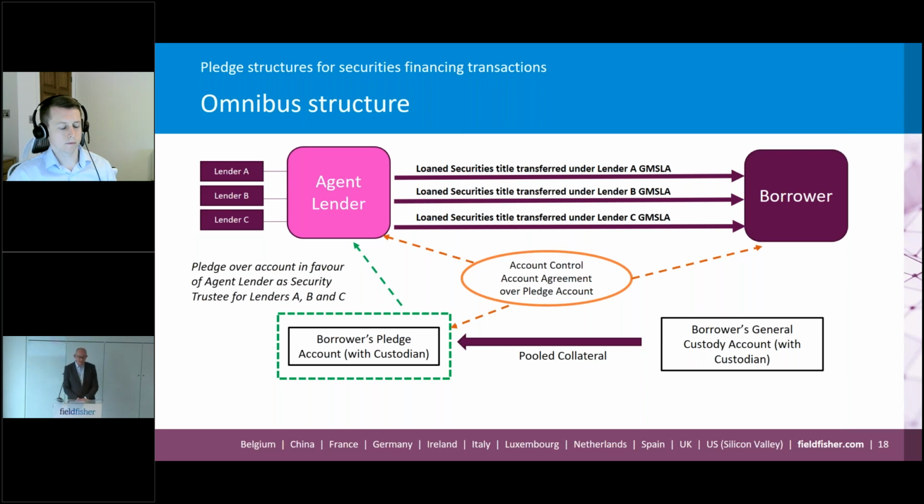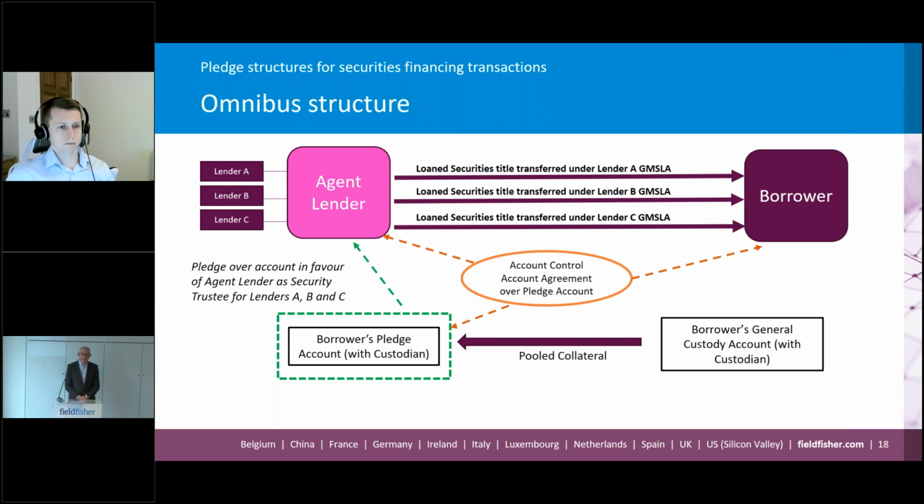With a pledge structure, which is what's on this diagram that you're looking at now, you still have separate GMISLAs in place between each lender and the borrower, but the collateral is instead delivered to a single omnibus pledged account. And typically the account will be pledged to the agent, who will be acting as a security trustee, holding the security on trust for each of the lenders. And then if there is a borrower default, the security trustee will realize the collateral and then allocate the proceeds to each lender to the extent of the default market value of the loan securities that it has lent out.